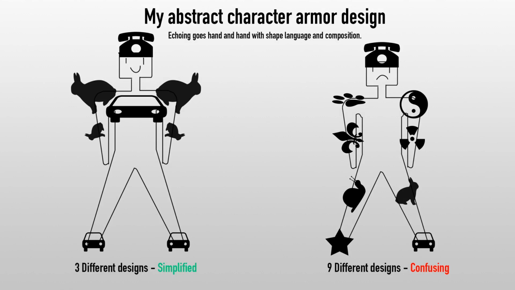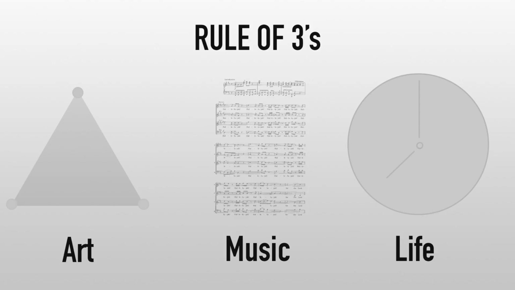So, what is echoing? Well, echoing is the reuse of existing elements across a canvas or design to guide the eye or simplify the amount of separate things the human mind must process. One way people implement this is called the rule of threes. The rule of threes I find interesting.